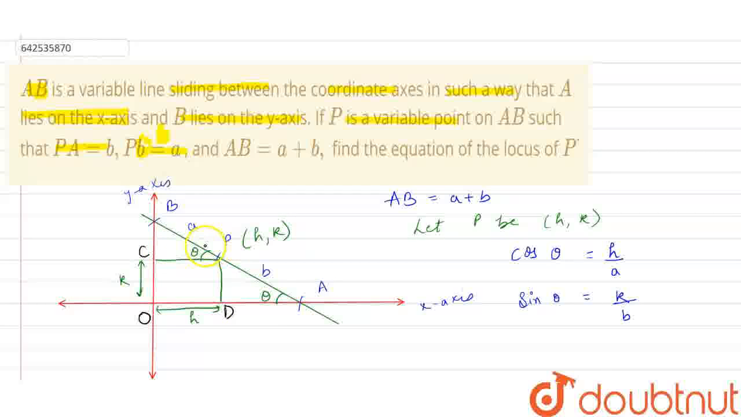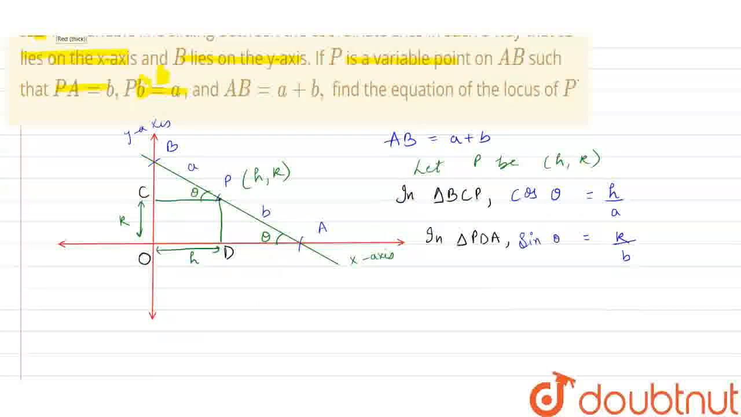So in triangle BCP we have found the value of cos theta, and in triangle PDA we have found the value of sin theta. In triangle PDA, sin theta will be equal to k by b. If this is k, then this will also be k. So k by b, perpendicular upon hypotenuse.